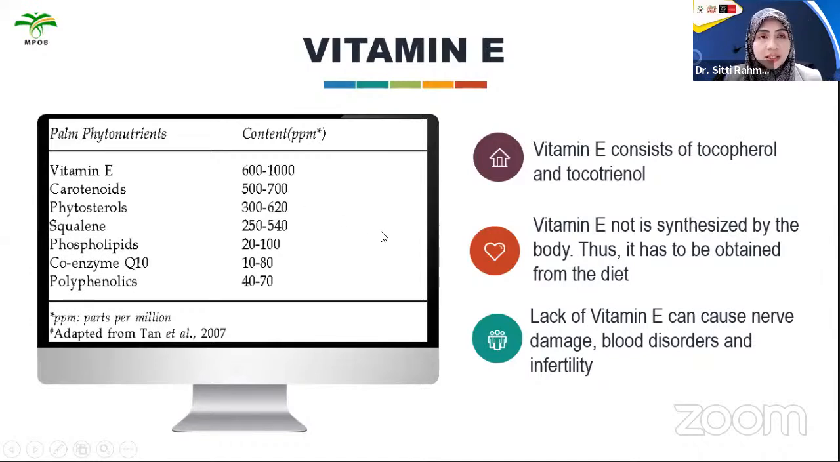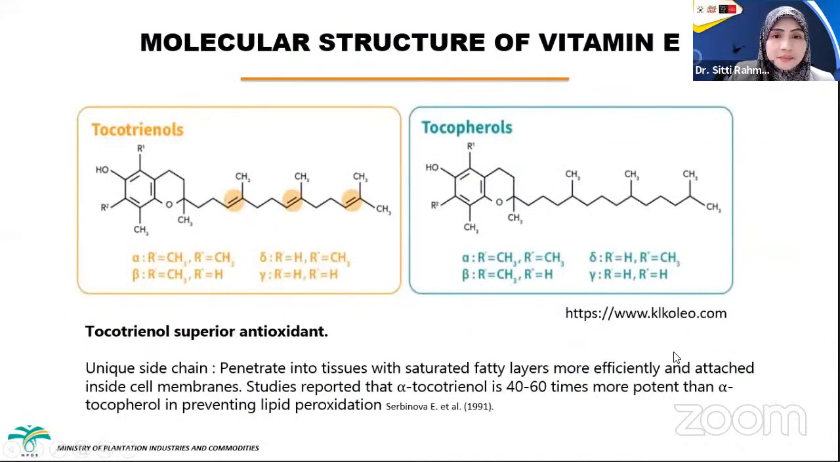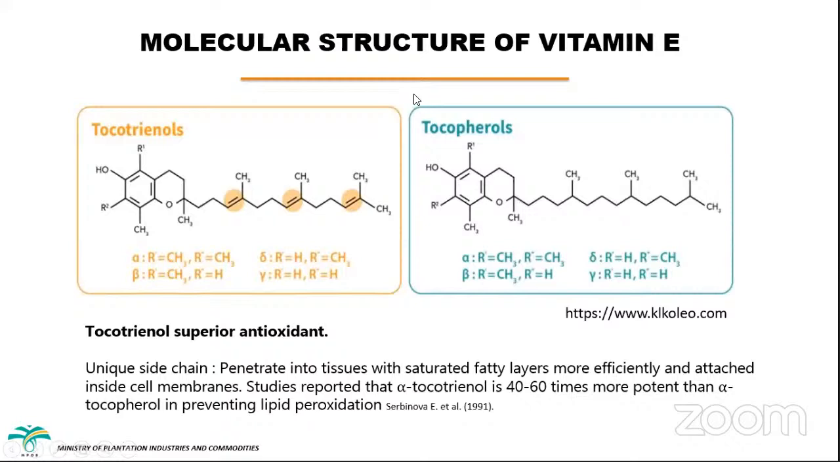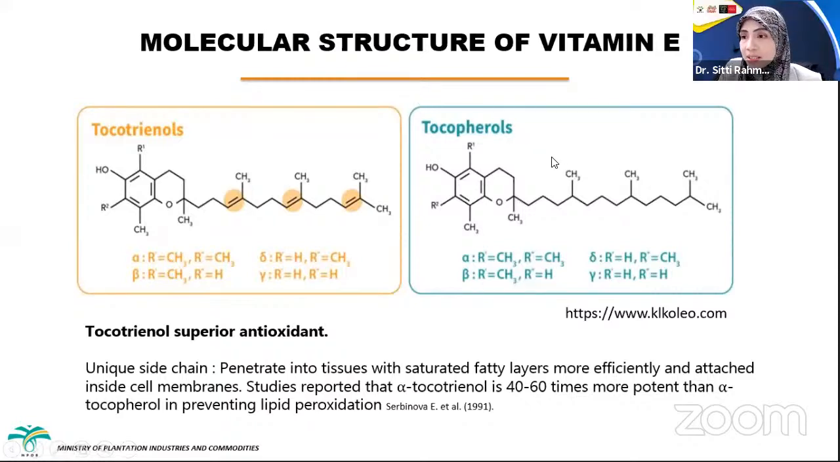Vitamin E in the world contains two types: tocopherol, the most common vitamin E in the world, and tocotrienol, the most abundant vitamin E in palm oil. As essential forms of vitamin E, tocotrienol and tocopherol are not synthesized by the body, thus they have to be obtained from the diet. The lack of vitamin E in the body can cause nerve damage, blood disorders, and also infertility. Here I show you the molecular structure of tocotrienol and tocopherol, which are vitamin E.